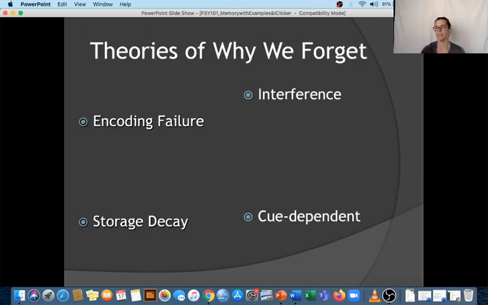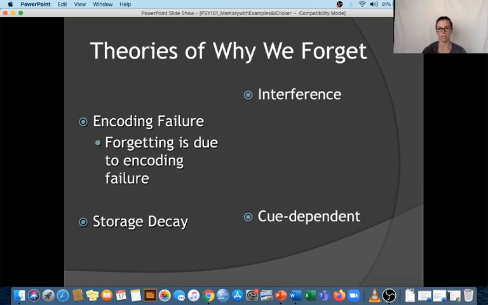And that's because of encoding failure. Encoding failure is when forgetting is due to actually not ever getting the information into your long-term memory. So specific information we don't ever put out of our short-term into our long-term memory. So it's not that we have lost it, it's that we never actually remembered it in the first place.